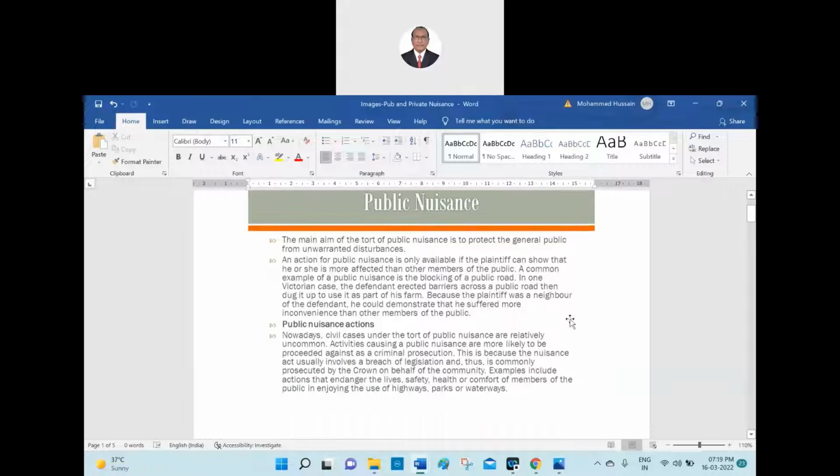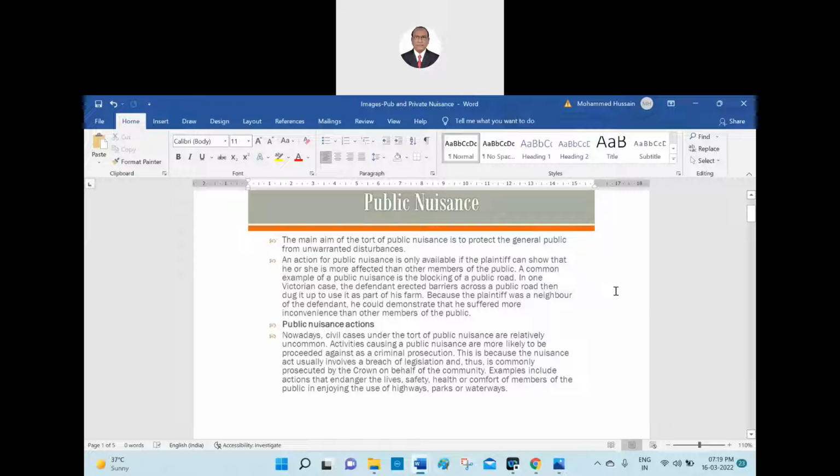So here they wrote the public nuisance. The main aim of the tort of public nuisance is to protect the general public from unwarranted disturbances. So here they met with accidents. So there is unwarranted disturbance, so that the person could not reach the railway station or bus stand or the aerodrome.